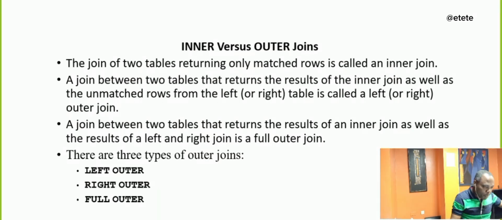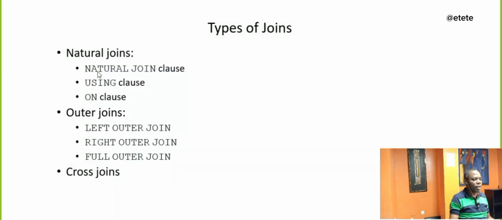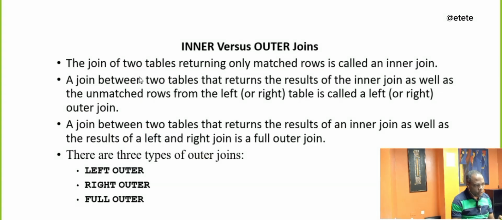We are rounding up join today. What we have been doing has to do with inner join. So we have used the natural join clause, we have used the using clause, the on clause, and then we have also done the cross joins. Now what we want to do today is left outer join, right outer join, and then full outer join.